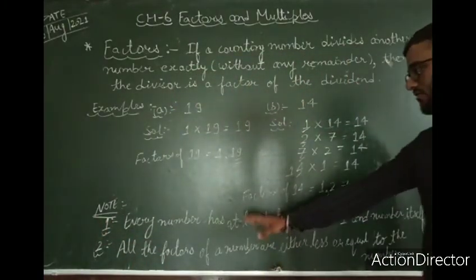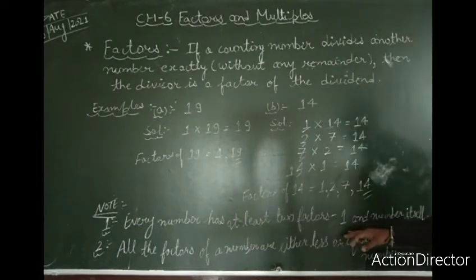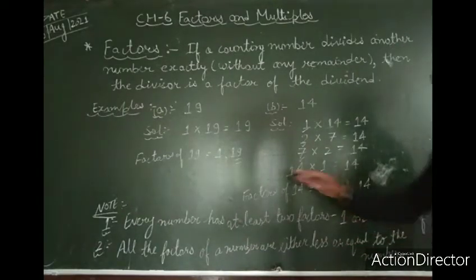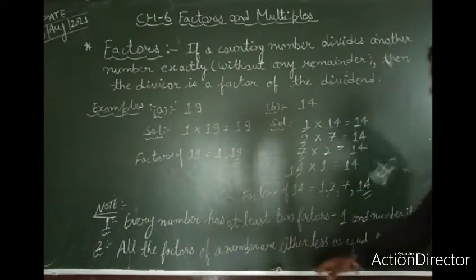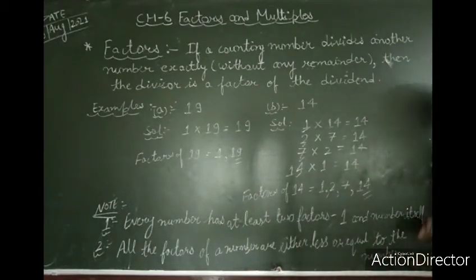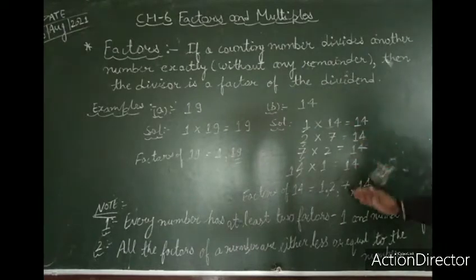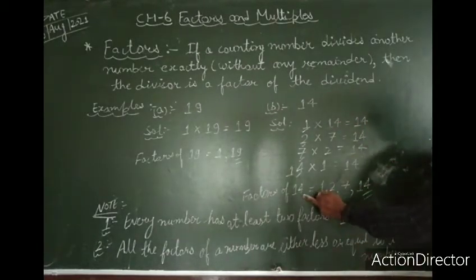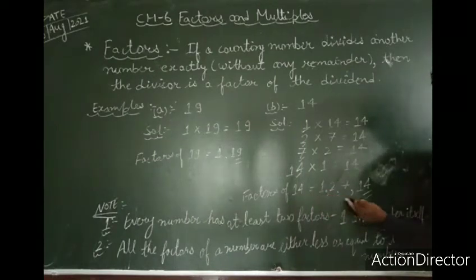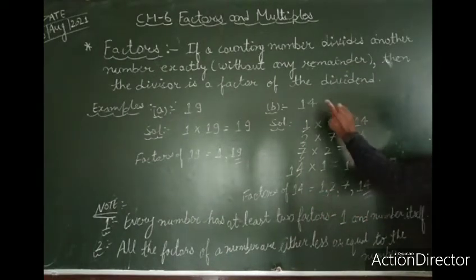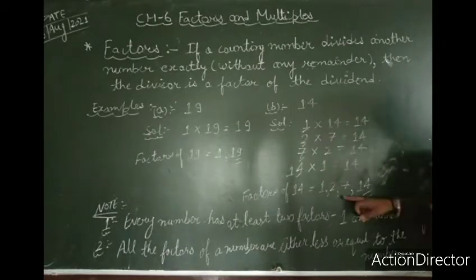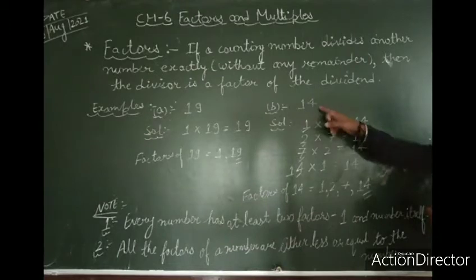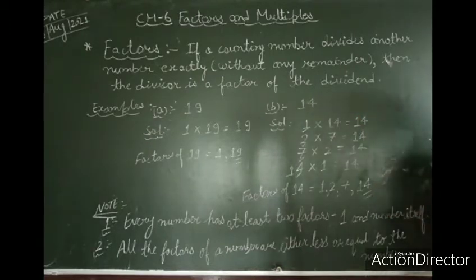The first point is every number has at least two factors, 1 and the number itself. And the second point is all the factors of a number are either less or equal to the number. Okay? So example like these, factors of 14. So factors of 14 are less or equal to the number. Right? 1 to 7 are less as compared to 14, and 14, the number itself, is also a factor of 14.